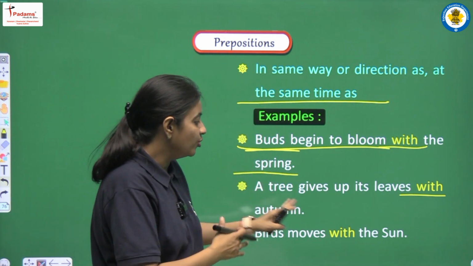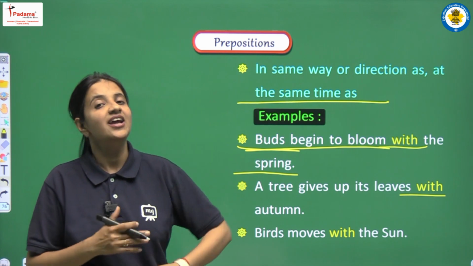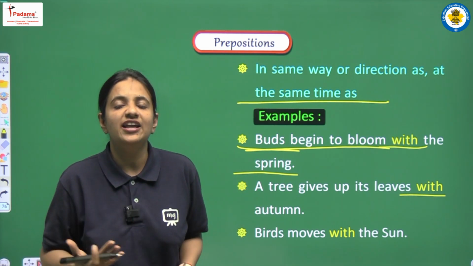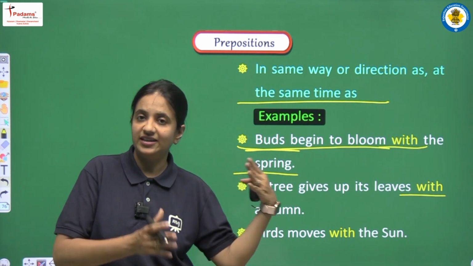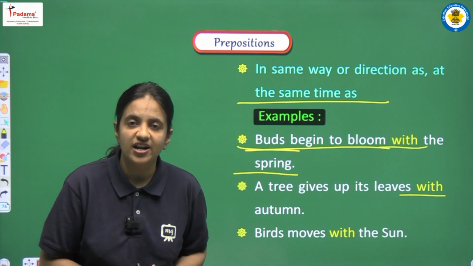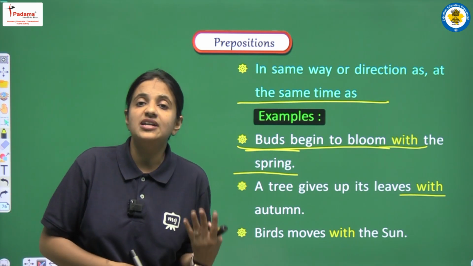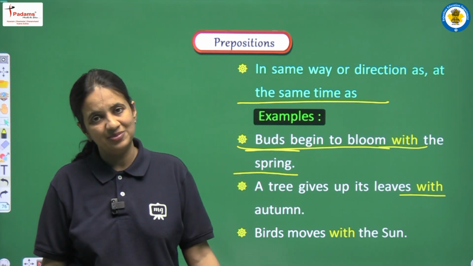Next is, birds move with the sun. So here also we are trying to show the same direction, and we are saying that the birds also move in the same direction as the sun, or we can say with the direction that is followed by the sun. So here we are trying to show the same direction, or we can say the same time. This is the reason we are having "with" here in all these examples.